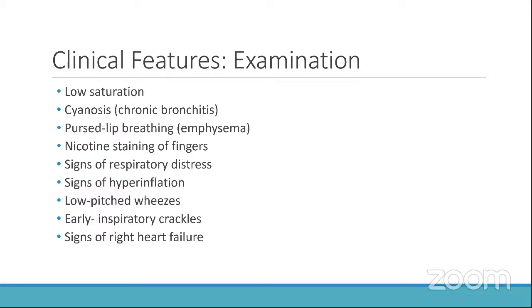These signs include barrel chest shape, which is most common in emphysema, decreased chest expansion, increased resonance on percussion, and decreased liver and cardiac dullness. On auscultation, you can also hear low-pitched wheezes and early inspiratory crackles. As the disease progresses, patients can develop right heart failure, and then you can also find signs of right heart failure.